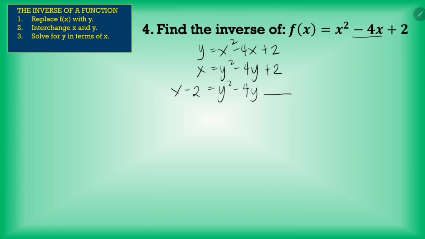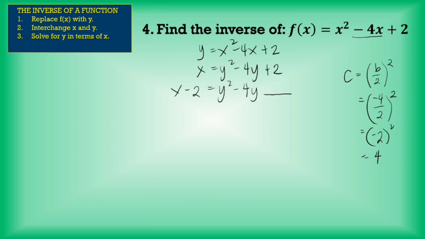Itong ating y squared minus 4y. And to get the third term c, that is equal to b over 2 squared. So, ang ating b ay negative 4 over 2. That is negative 2 squared. That is equal to 4. So, ang ating third term ay 4. So, to add that 4 on as the third term, kailangan i-add din natin siya on the right side of the equation. Plus 4 equals y squared minus 4y plus 4.